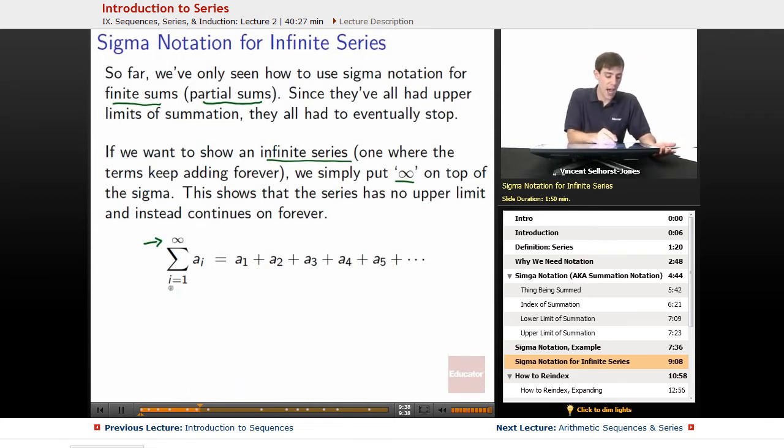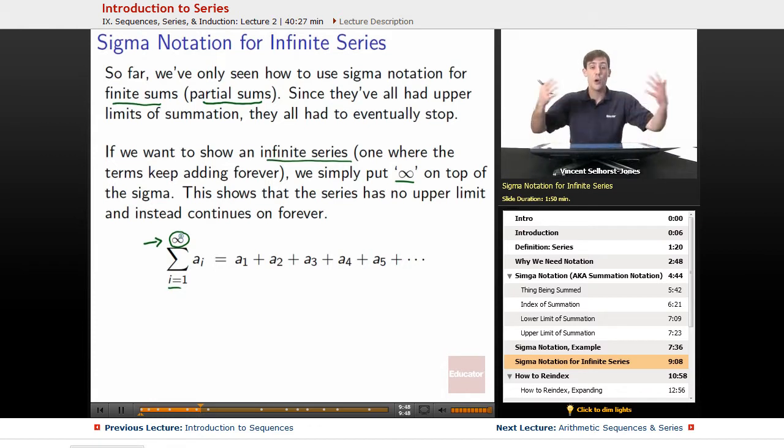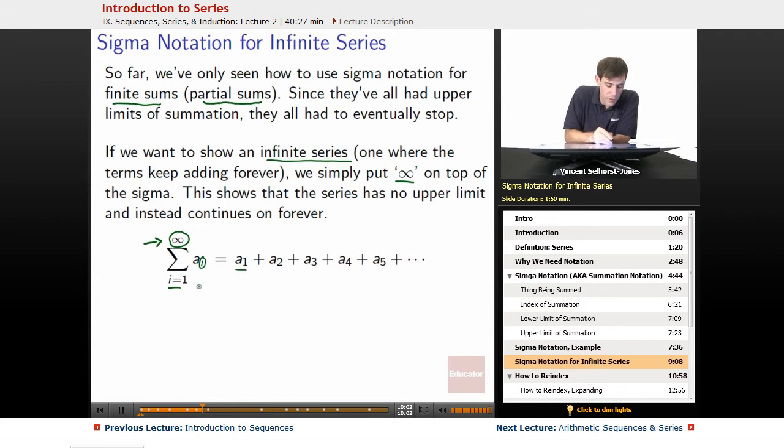So if we had a sigma with I equals 1 on the bottom, our index is I, our lower limit is 1, and our upper limit is infinity, that says really just keep going. It's not that we actually get to infinity and stop. We can't ever get to infinity. Infinity is just the idea of going on forever. So we start at 1 and then plus, and then on the 2, and then on the 3, and then on a 4, and then on a 5, and then on a 6, and it just keeps going forever and ever. So we'd have, since it's a sub I, a1 first because it was a 1 for our lower limit, then plus a2, and then plus a3, and then plus a4, and then plus a5, and it will just keep going on forever because it is an infinite series that we're working with.